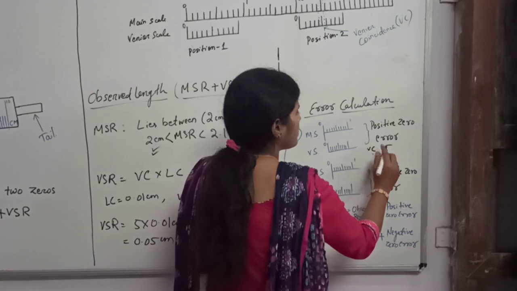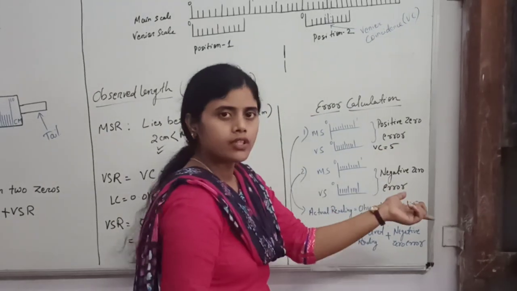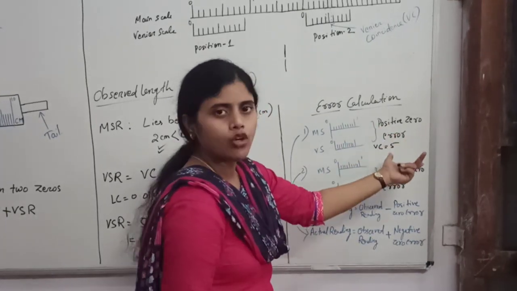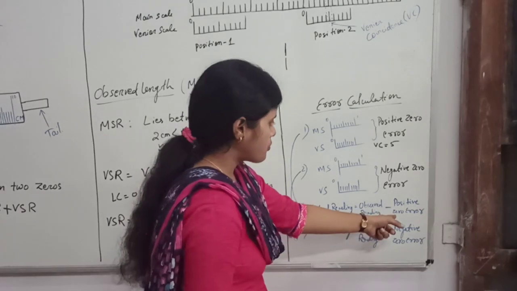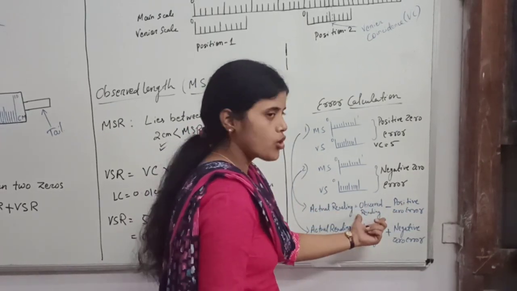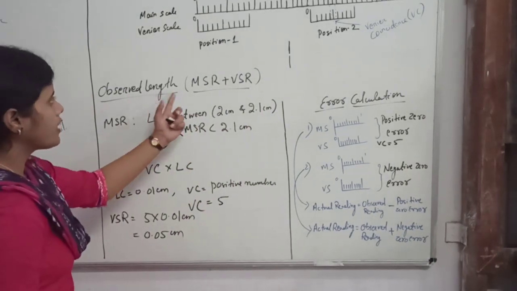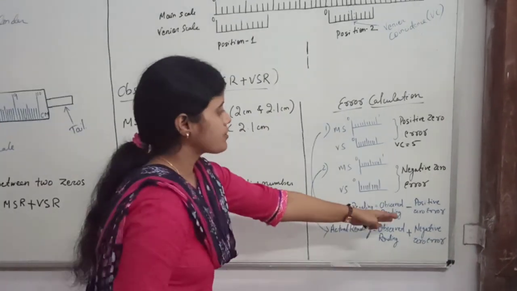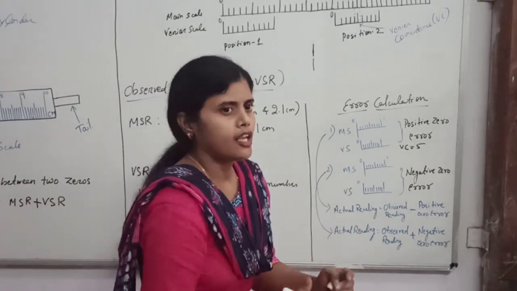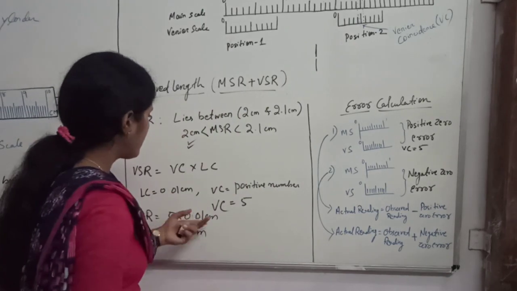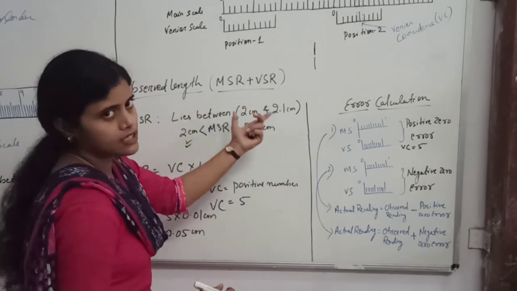You multiply 5 with the least count and you get the value of the positive error. After getting the positive error, you have to subtract it from the observed reading. I already told you how to find the observed length or observed reading. You simply subtract the positive error from that and you will get the actual reading. If no error is there, then MSR plus DSR after adding is the final answer.